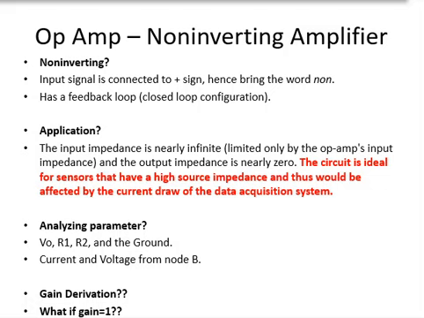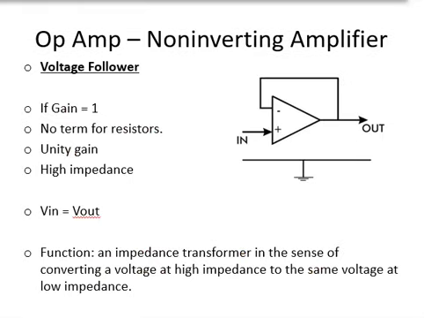For analyzing parameters, we will use V0, R1, R2, and the ground, and also current and voltage from node B. What about gain derivations, and what happens if gain is equal to 1? If gain equals 1, there is no term for resistor, and it has unity gain with high impedance. Therefore, V in is equal to V out. For function purposes, it is an impedance transformer in the sense of converting a voltage at high impedance to the same voltage at low impedance.